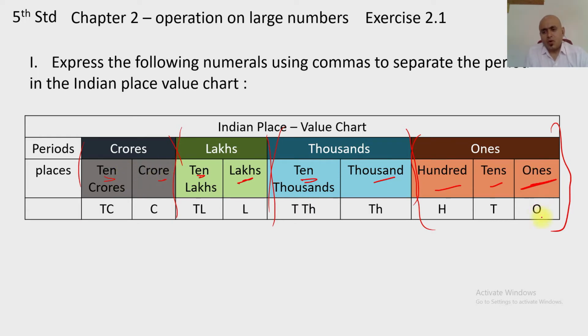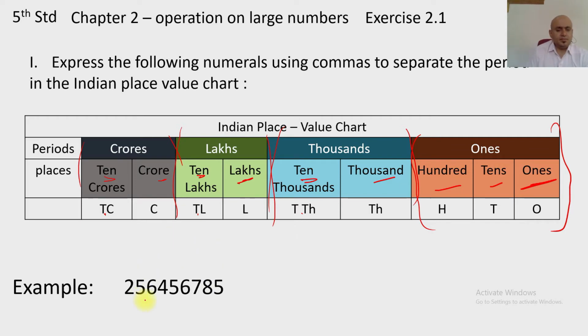O, capital letter O, is a short form for ones, T is for tens, H is for hundreds, TH is for thousand, TH is for 10,000, L for lakh, TL for 10 lakhs, C for crore, TC for 10 crores. Let us solve with an example.